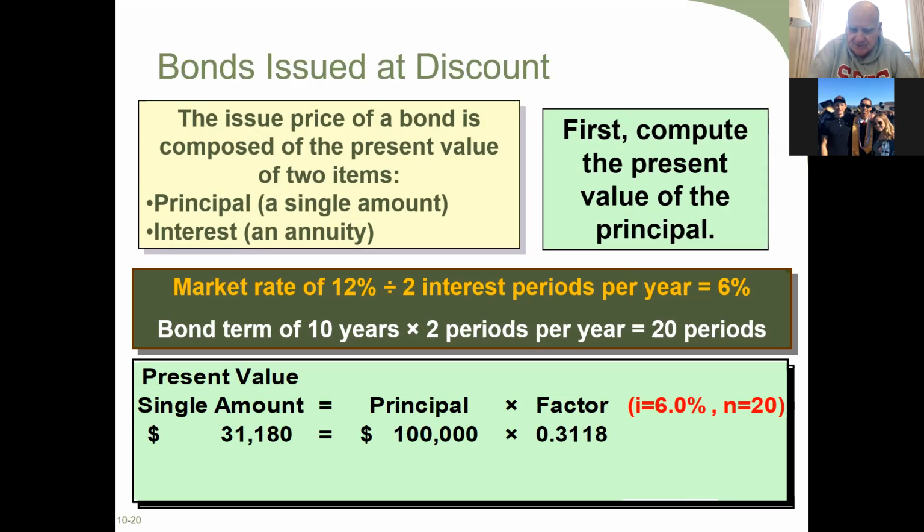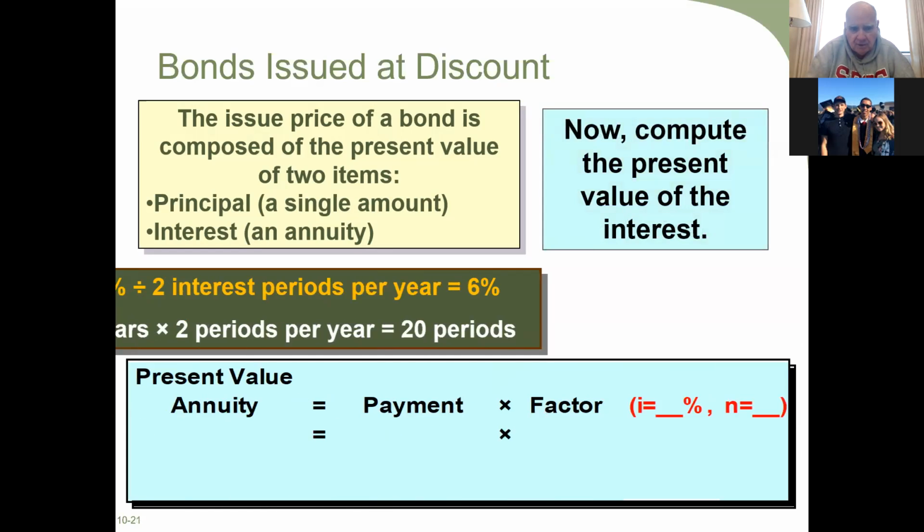$31,181 today has the same buying power as 100,000 in the future, assuming this interest rate and time period. So these two numbers are equal. You have now turned this principal amount into 31,180. And what we are going to get from the public, from anybody who buys this bond, is the present value of the bond. That's what you pay, the present value. So we know that the present value of the principal is 31,180.